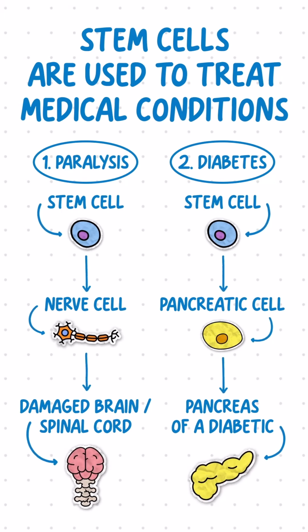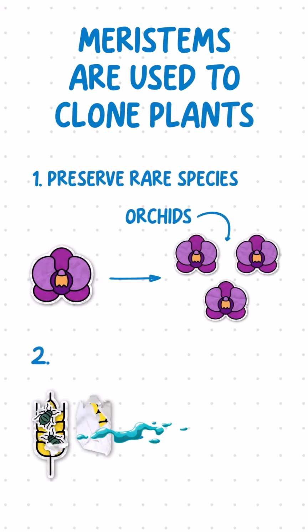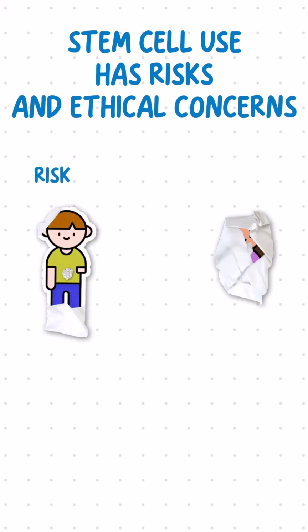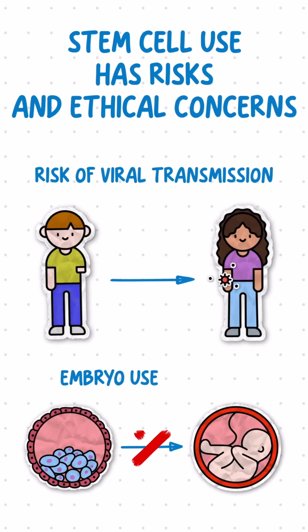replacing insulin-producing pancreatic cells. Meristems are used to clone plants to preserve rare species and produce resistant crops. Stem cell use has risks and ethical concerns like the risk of viral transmission or viewing embryo use as murder.